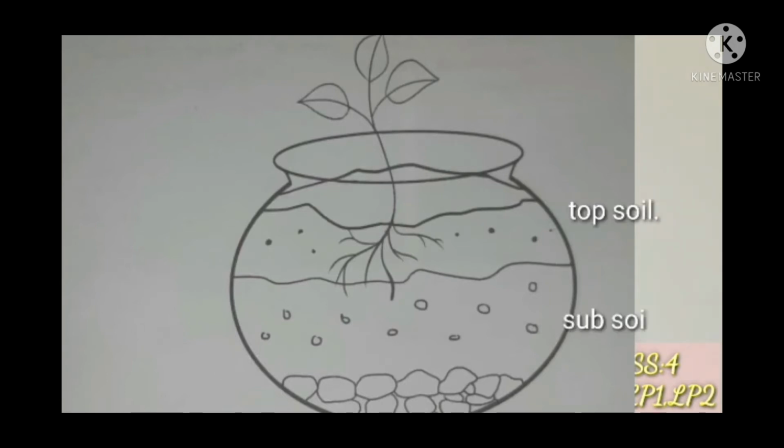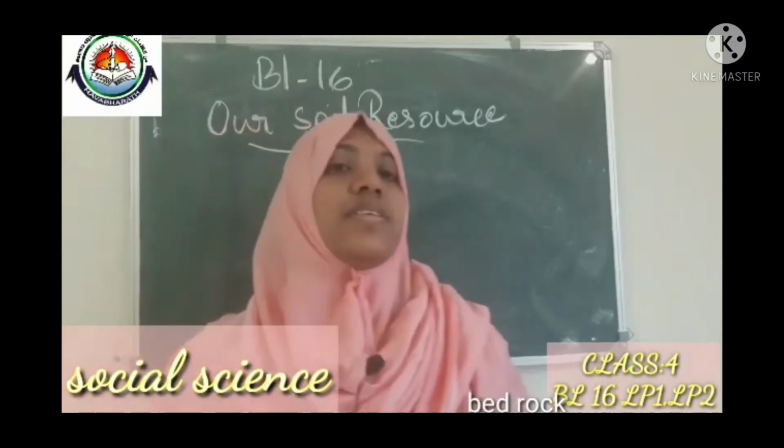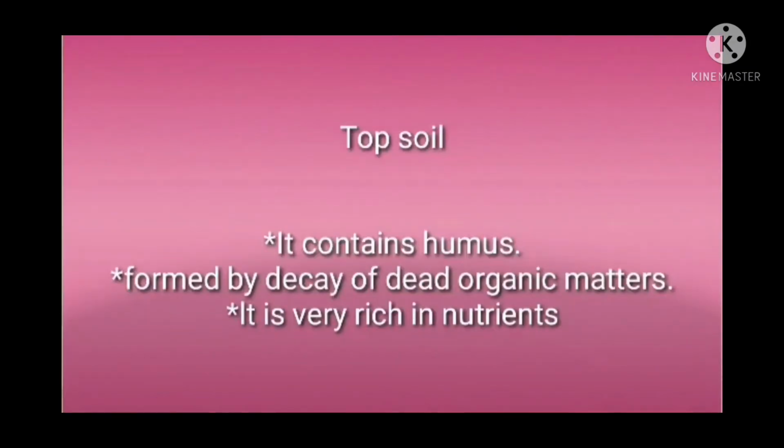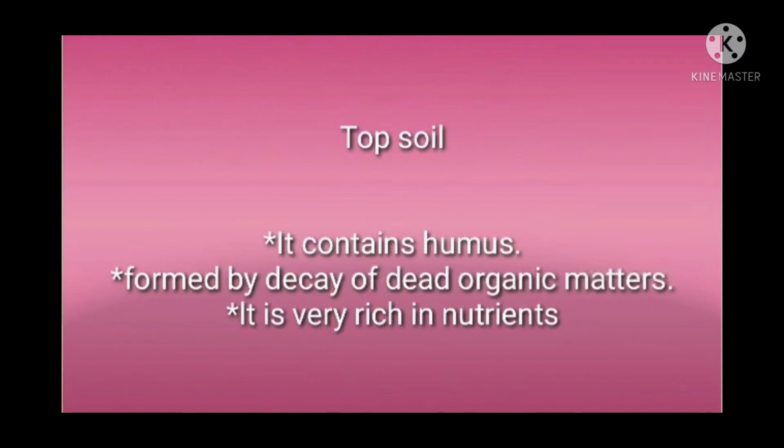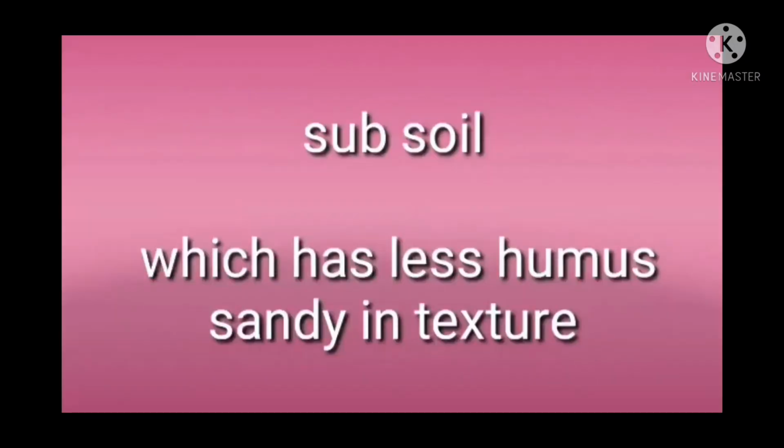Topsoil, subsoil and bedrock. Let's discuss the first layer. Which is the first layer of the soil? Topsoil. Topsoil contains humus, which is formed by the decay of dead organic matter. It is very rich in nutrients. This is the topmost layer of the soil. Then the next one, subsoil, which has less humus and is sandy in texture.